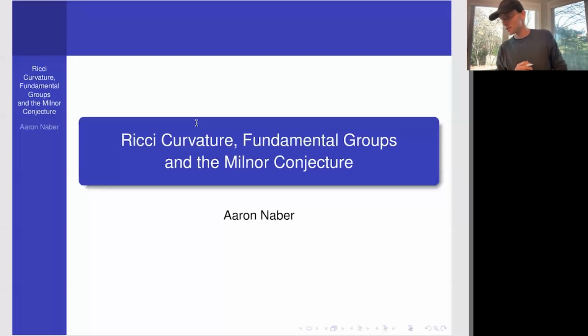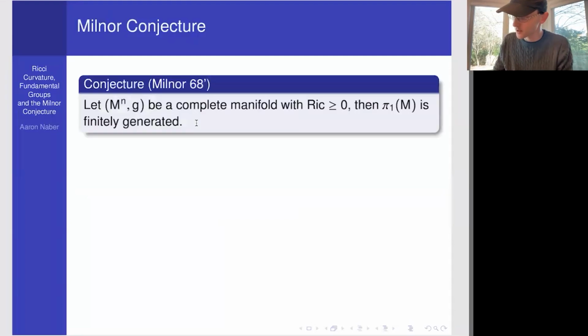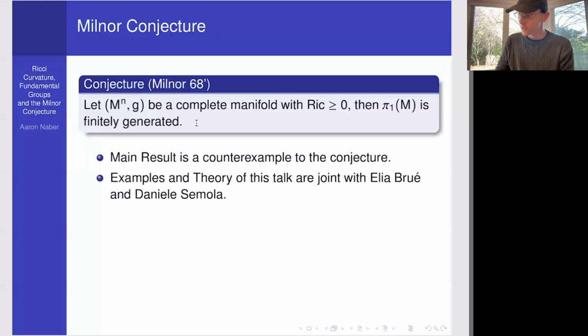But I think going slower is better than going faster for this, and we'll get technical maybe with the second half of all this. So the focus of this talk is going to be on a conjecture by Milnor. It said the following: if you have a complete manifold with non-negative Ricci curvature, then the fundamental group should be finitely generated. And the focus of this talk is mainly to discuss a counterexample to the conjecture, and the examples and the theory surrounding them are all joint with Ilya Bru and Daniele Simola.